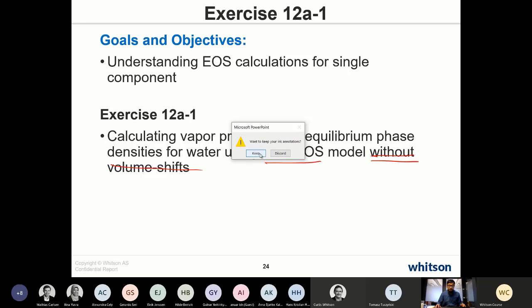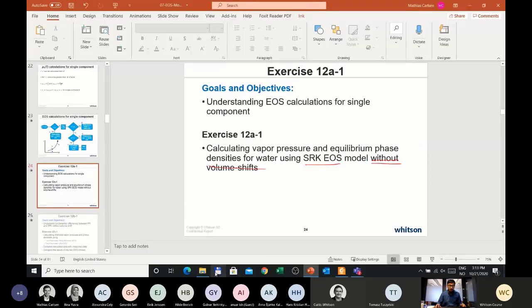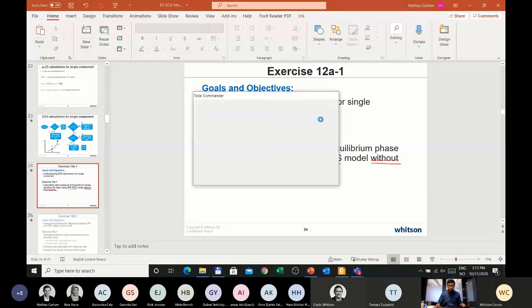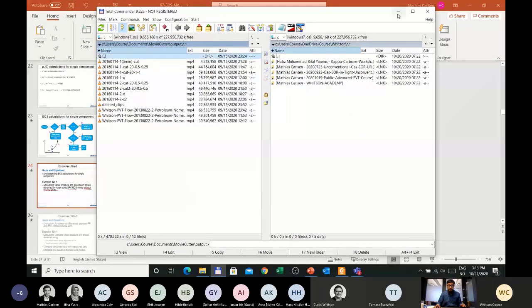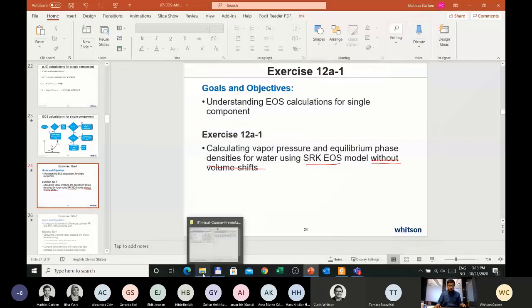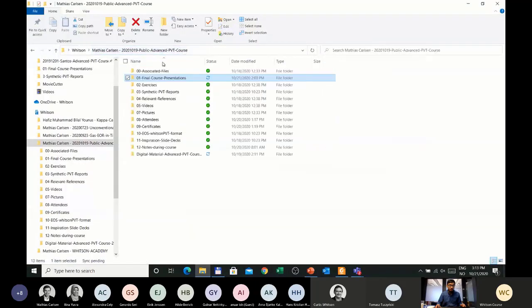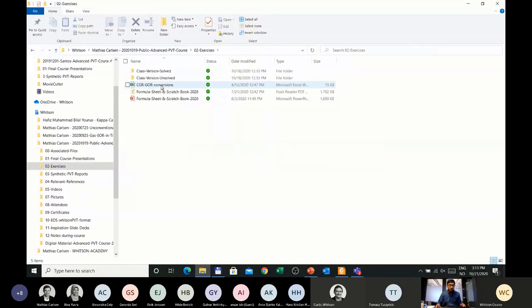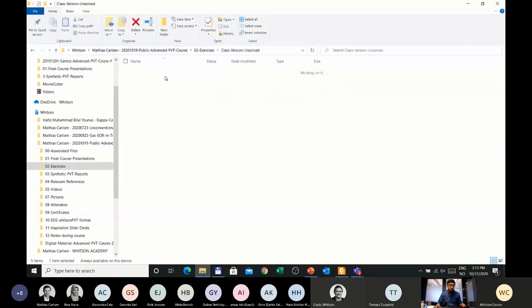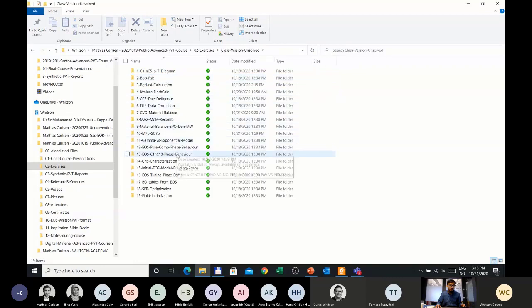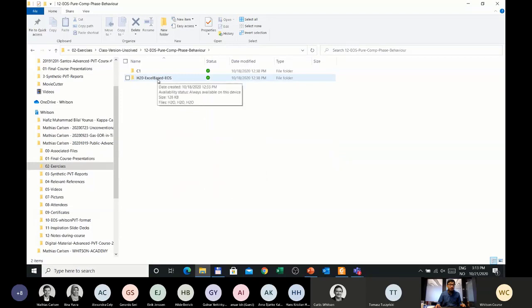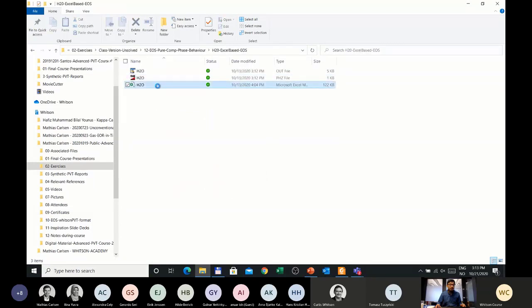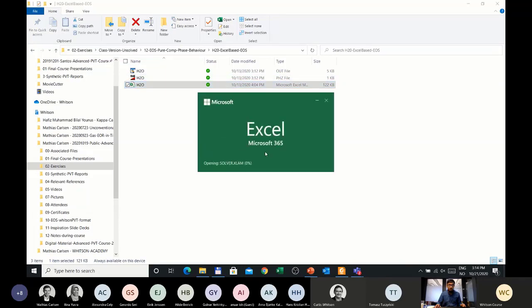So now we can go to the exercise, and I hope it will be a bit more interesting than going through all these complicated slides of equation of state models. Okay, so in the exercises, that's 12, and then we have this H2O Excel-based EOS. So we just open the Excel file here.